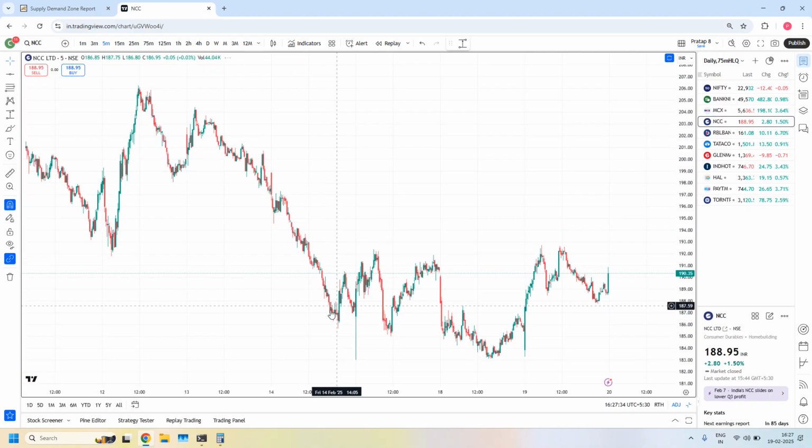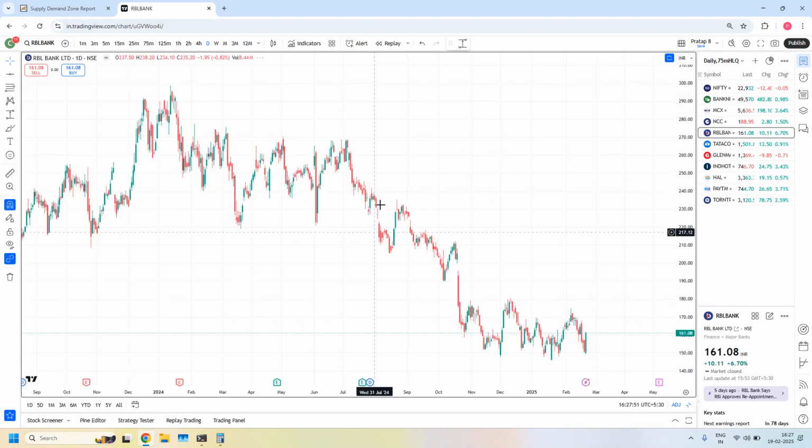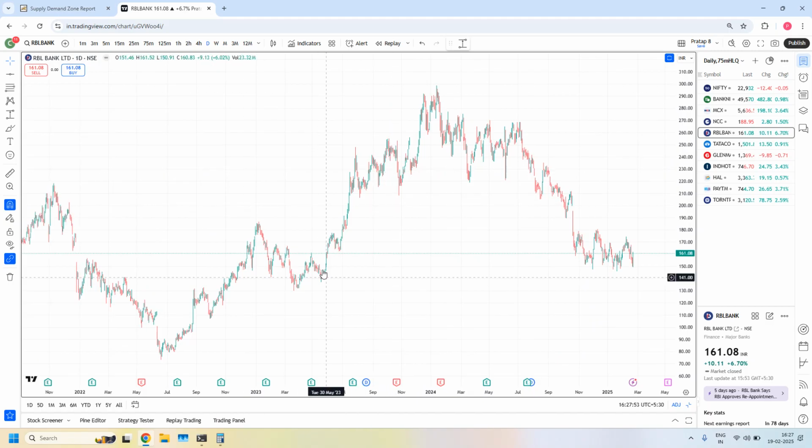Next one is NCC. This is also a daily high liquidity zone. This was created somewhere more than 1 year back. You won't get 5 minutes data. That's why I left this zone. Same is the case with RBL Bank also. This is also some 2 years old, 2023 zone, not fine tuned.